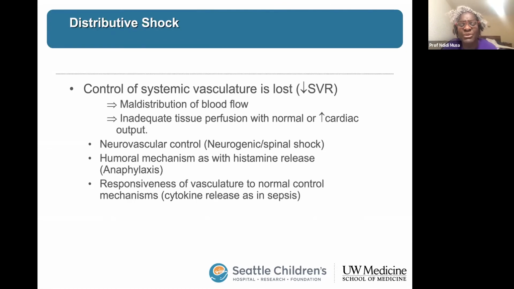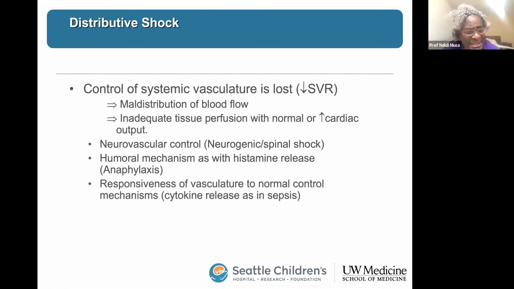You can have inadequate tissue perfusion with normal or increased cardiac output. So you have vasodilation, you have increased cardiac output, but maldistribution of blood flow. Or you could have loss of neurovascular control. So you see that with neurogenic shock or spinal shock.